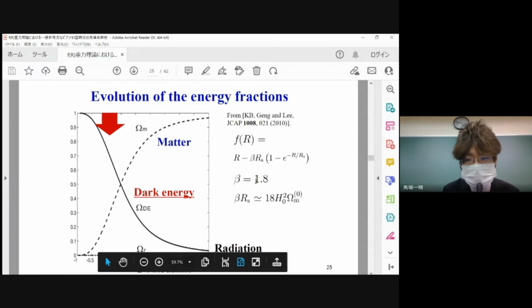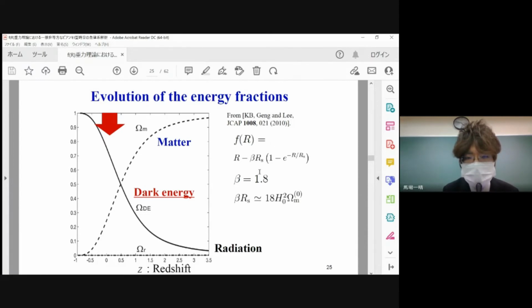For exponential gravity, we can realize the standard evolution of the energy fractions. The horizontal axis shows the redshift. The vertical axis shows the fraction of the energy components.